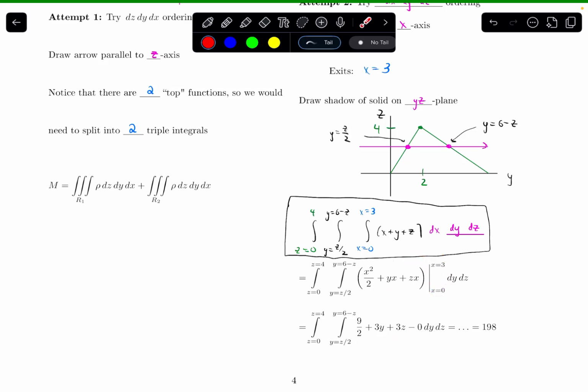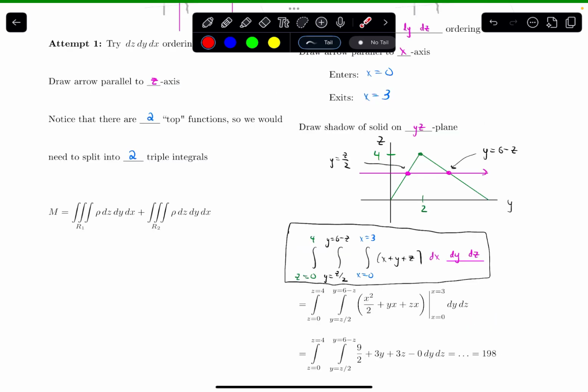At this point, we just have a double integral, which we've practiced a bunch. So I'm not going to do all the steps of the double integral, but I'd encourage you to try that for practice. If you do, you'll end up getting 198 for this.